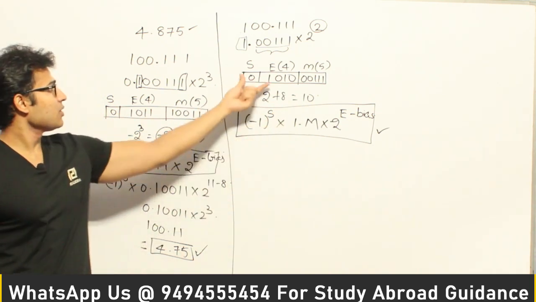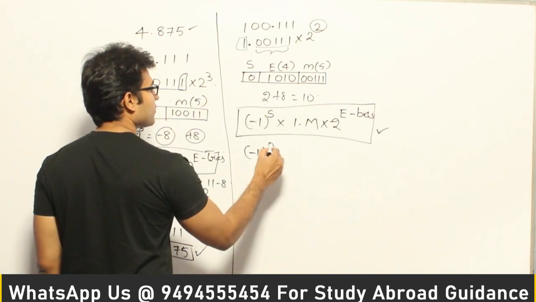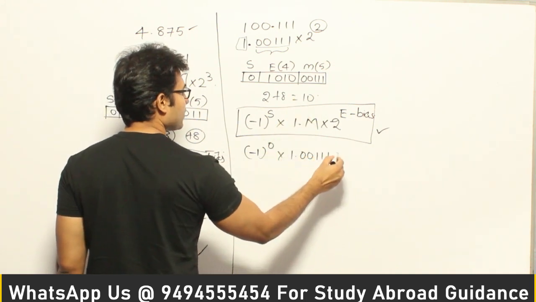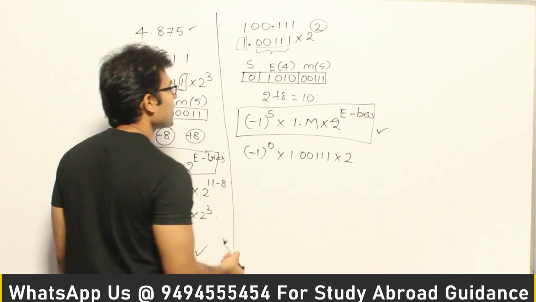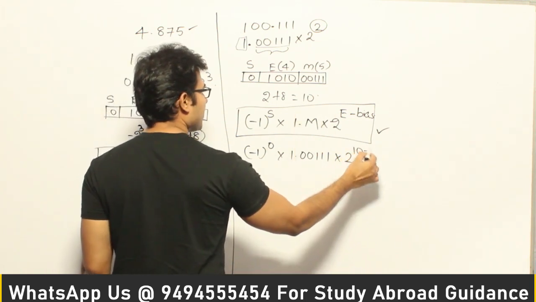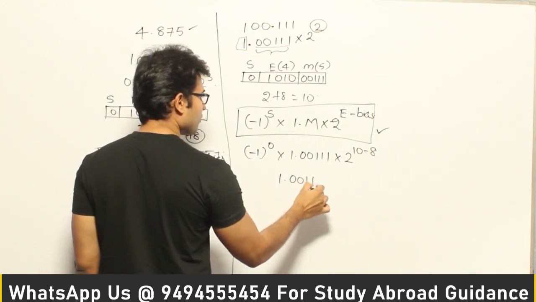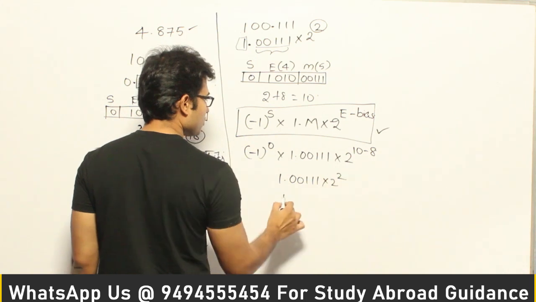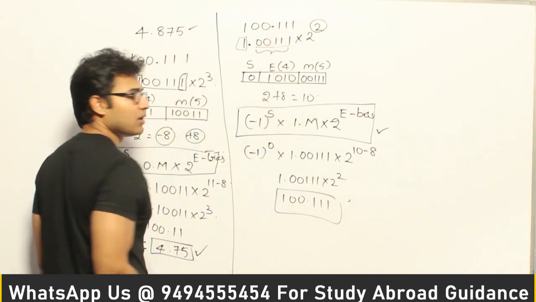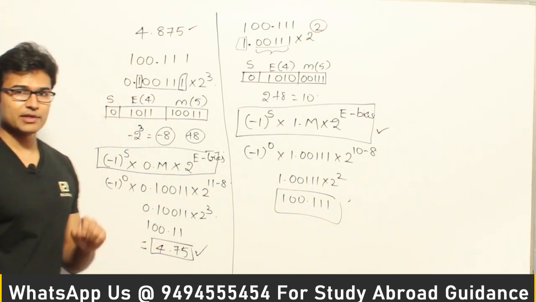Got it? So if you have to convert this number, it is going to be minus 1 power 0 into 1 point m, which is 00111, into 2 power e minus bias. So e minus bias is going to be, this is 10, minus bias 8, which means 2. So you are going to get 1.00111 into 2 power 2, which is nothing but 100.111. So you got it, right? You got the actual number. So what is the advantage? 1 bit. So now what are the methods we have seen?